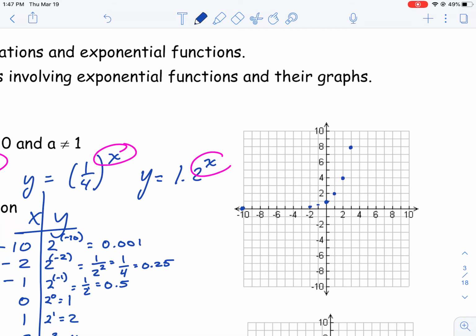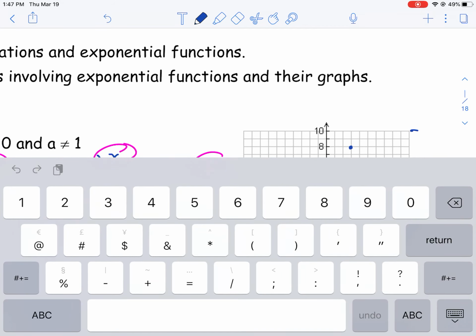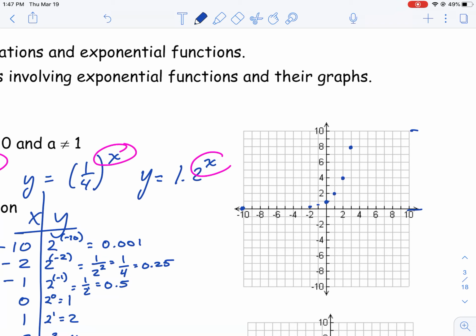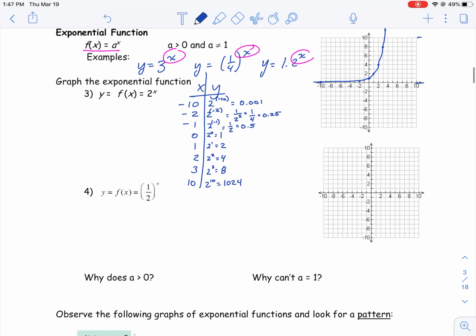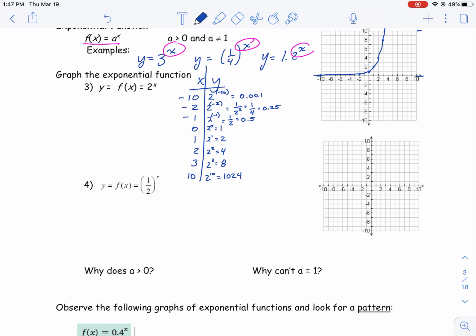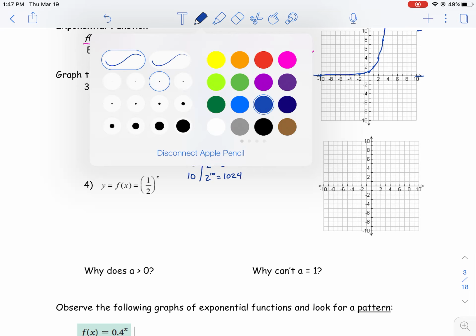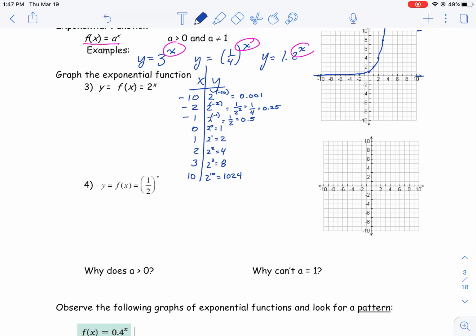It'd be about 10 times higher than this distance here. So you can imagine that's clear above your screen. So we see exponential functions start out really small, really close to 0. And then they just shoot up really, really quickly. It looks something like this. Let's take a look at another example here for y equals 1/2 to the x.